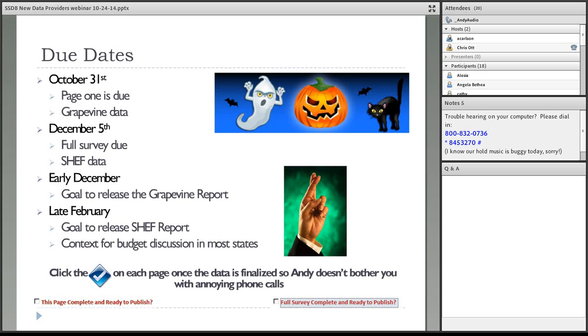And then December 5th is when the full survey is due, and that'll provide us with all the SHEF data that we can build our report on. The reason for the 2 different deadlines is that we want to release the Grapevine data in early December. That's always the goal. And this year for SHEF, we're really hoping that in late February it'll be possible to release the SHEF report, allowing it to be context for budget discussion in most of the states. So our fingers are crossed that that can happen, and that's where we totally rely on you guys to provide us with the data as soon as possible.